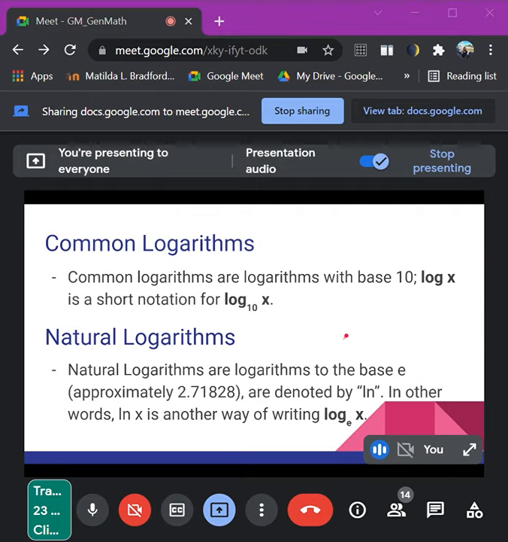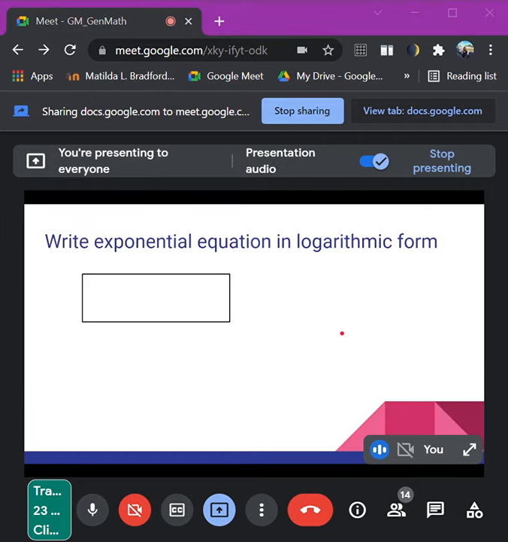Now, this time we are going to write exponential equations in logarithmic form. We are given here 2 raised to 5 is equal to x. We are going to change it into logarithmic form. So, how are we going to do that? That is 2 raised to 5 is equal to x.